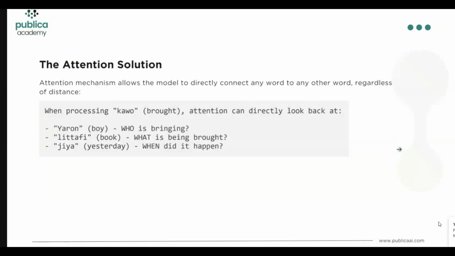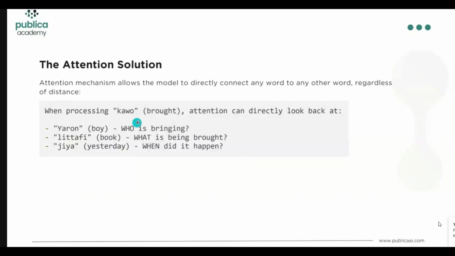The attention mechanism allows the model to directly connect any word to any other word, regardless of the distance. Right? So this is the beauty of generative AI. And the technology behind it is what? Transformer. So this is just the core. All right.